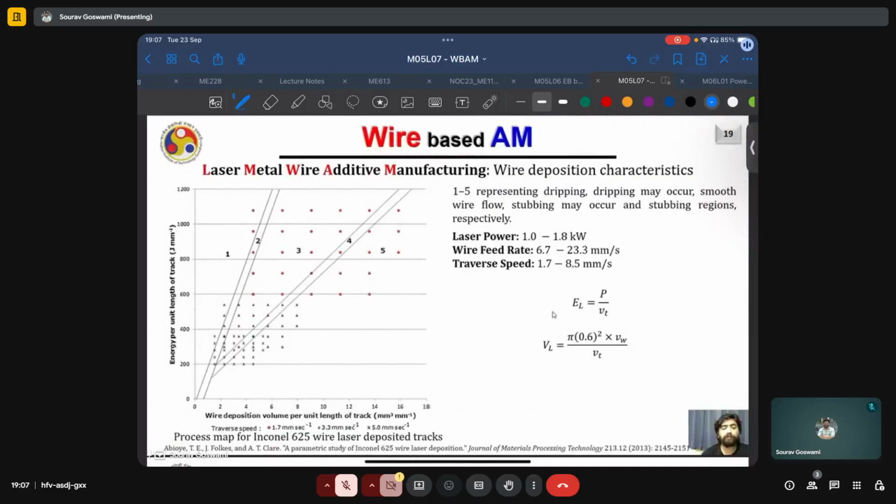And based on a large number of experimental trials or data available in the reported literature, we can come up with such processing windows where we can distinguish, based on the energy per unit length of track and the wire deposition volume per unit length of track, whether a given set of processing conditions that we are targeting will fall in the dripping region, probable dripping region, smooth wire flow region, probable stubbing or stubbing region.